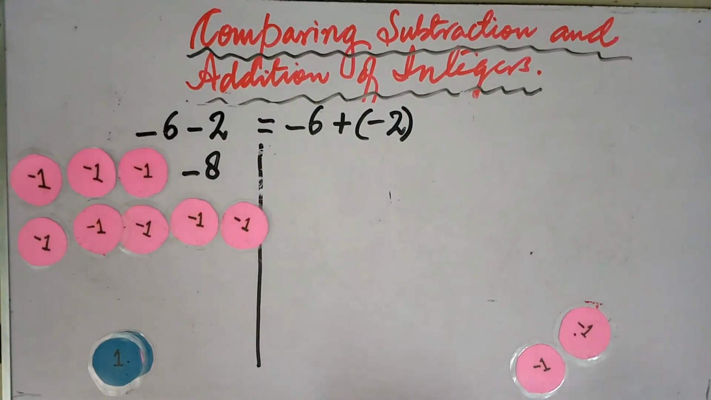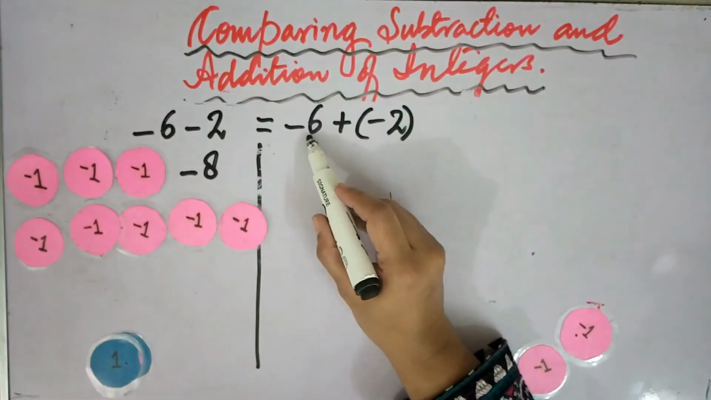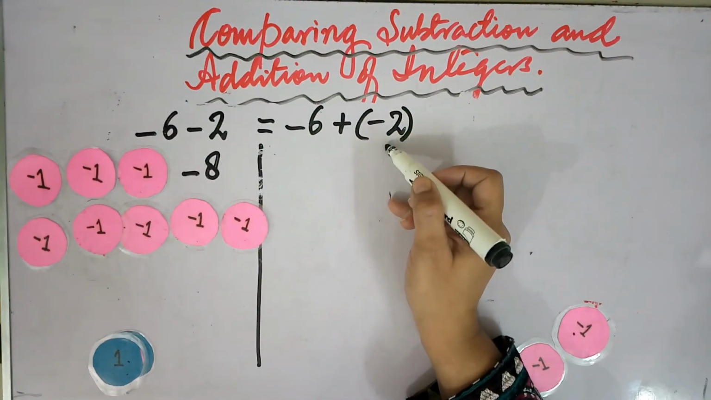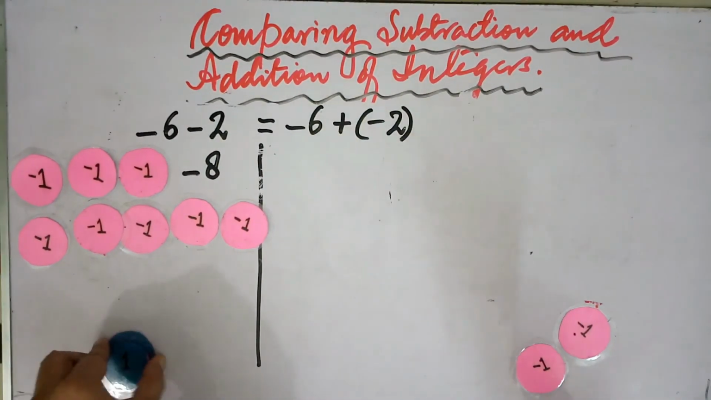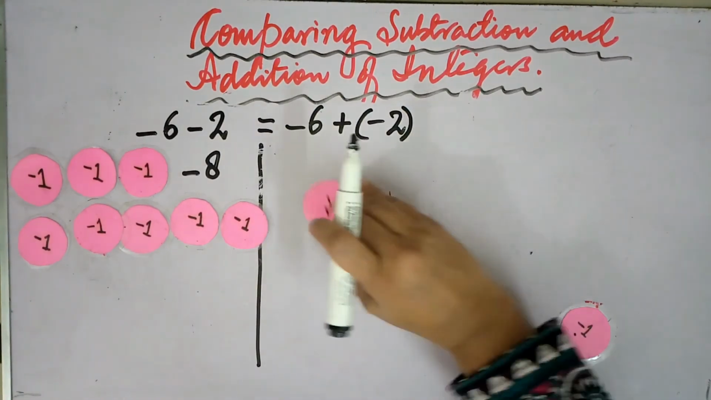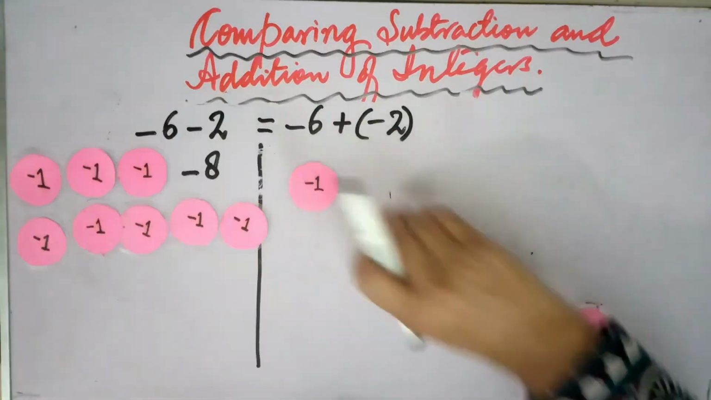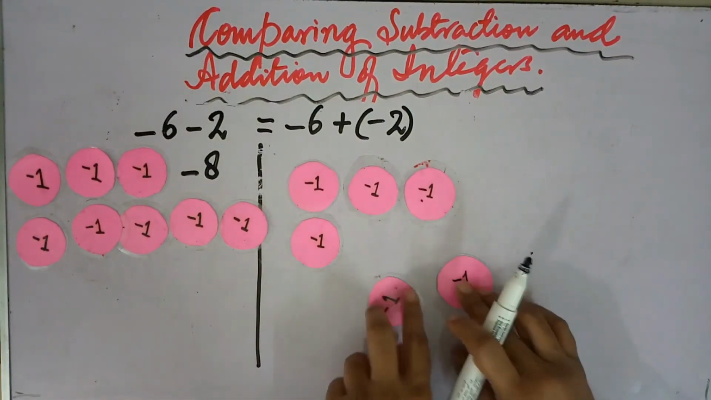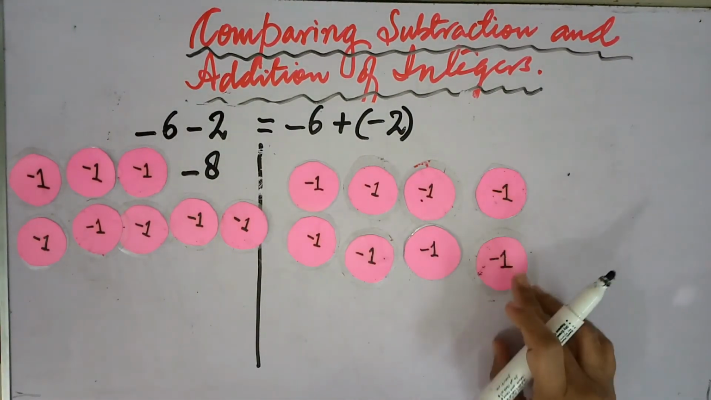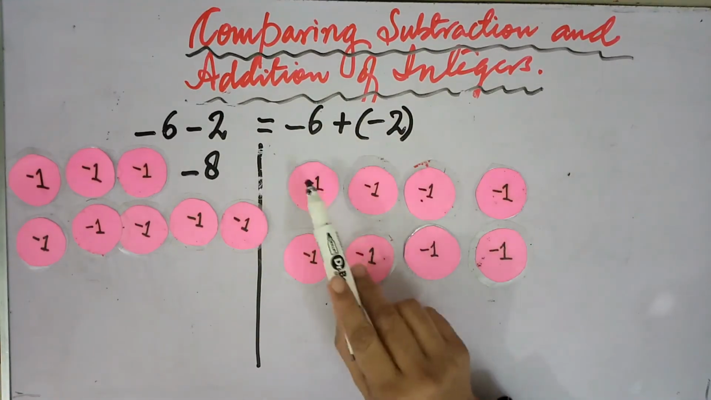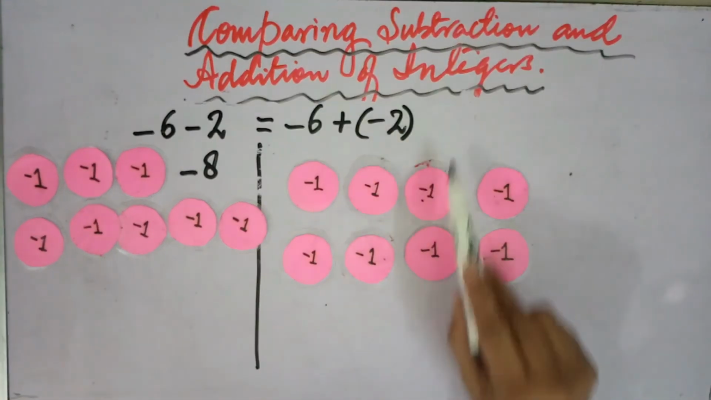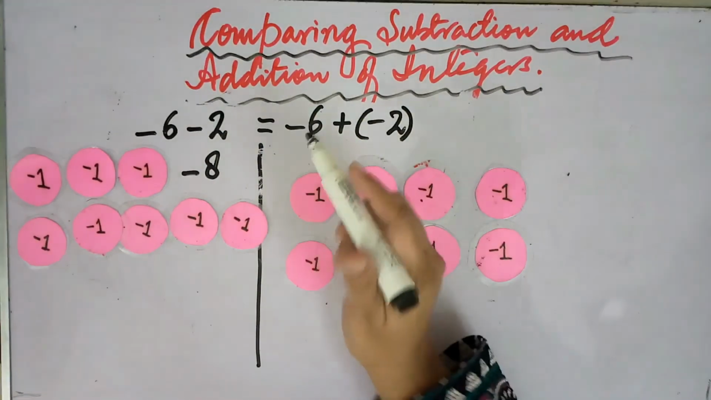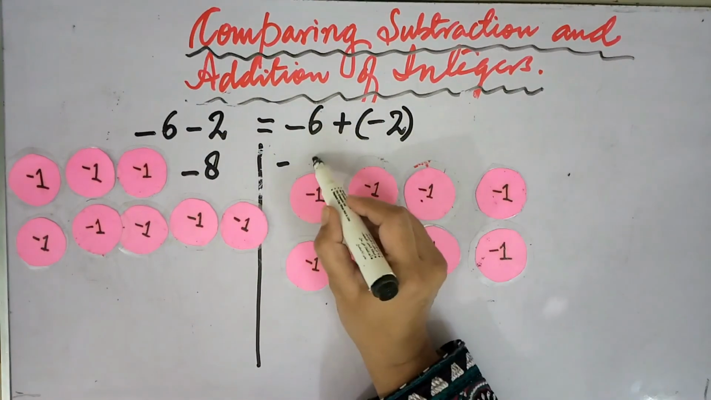Now we are going to find out negative 6 plus negative 2, what would be our answer? First of all, I will put here negative 6 like this. We will put negative 2 also over here, and you can see that this is negative 6 plus negative 2. I have added negative 2 over here, so our answer would be negative 8.